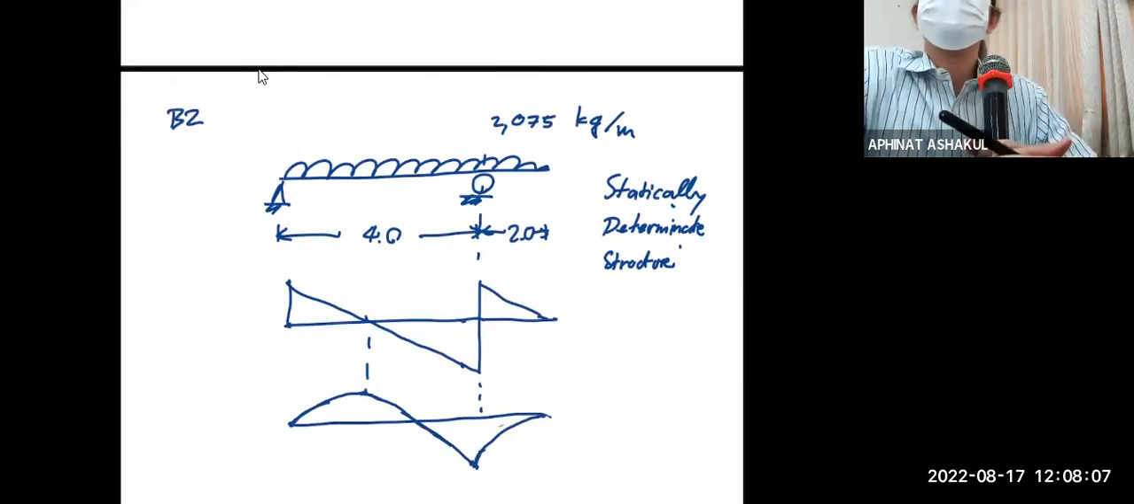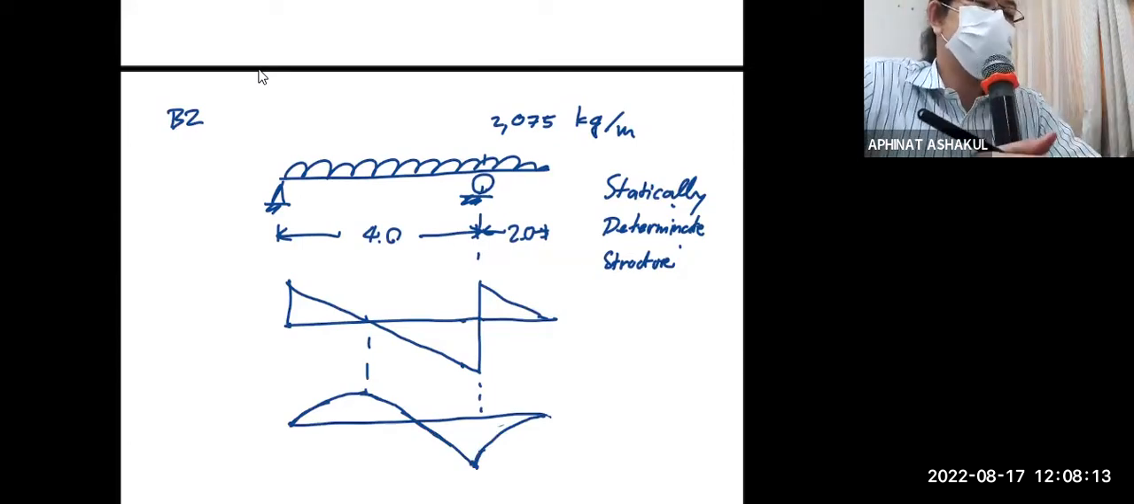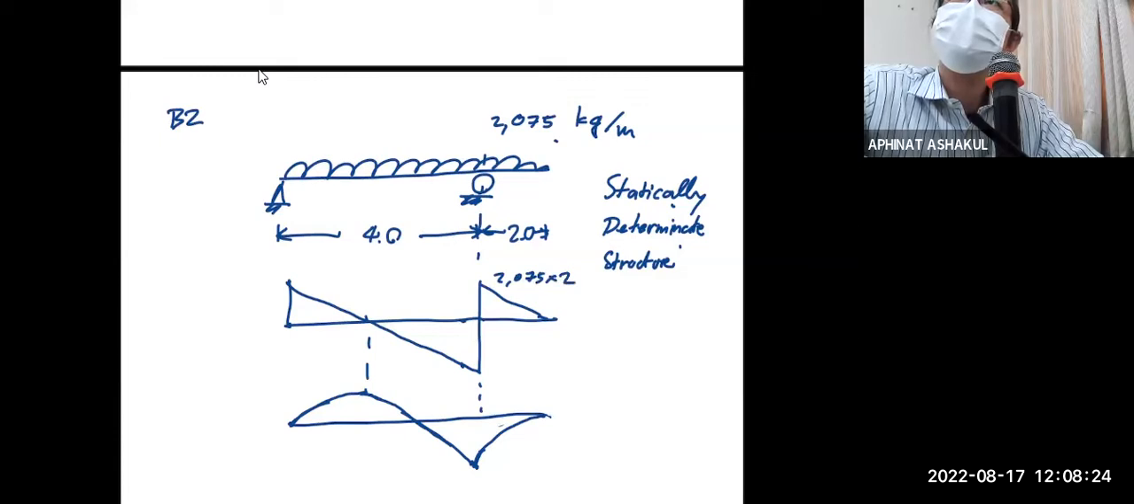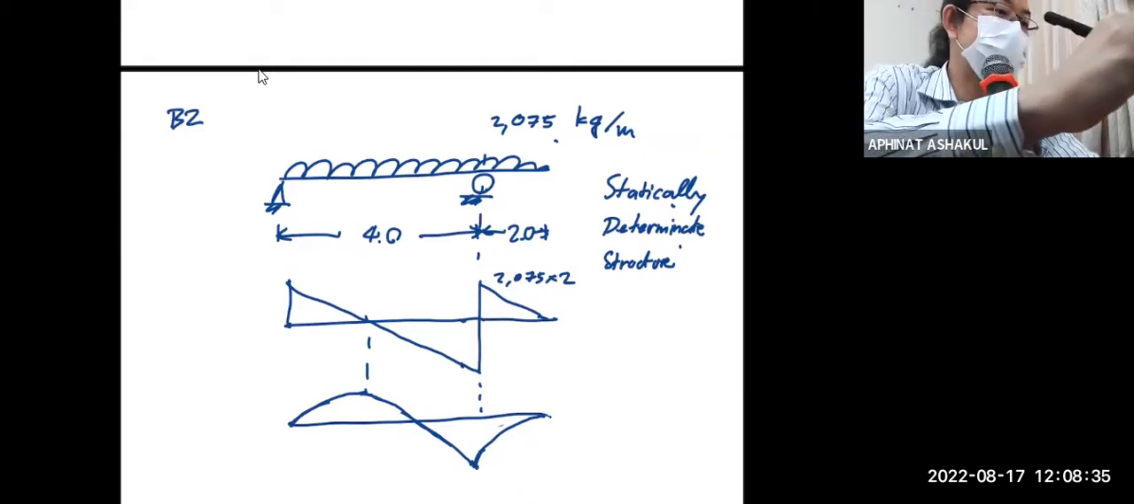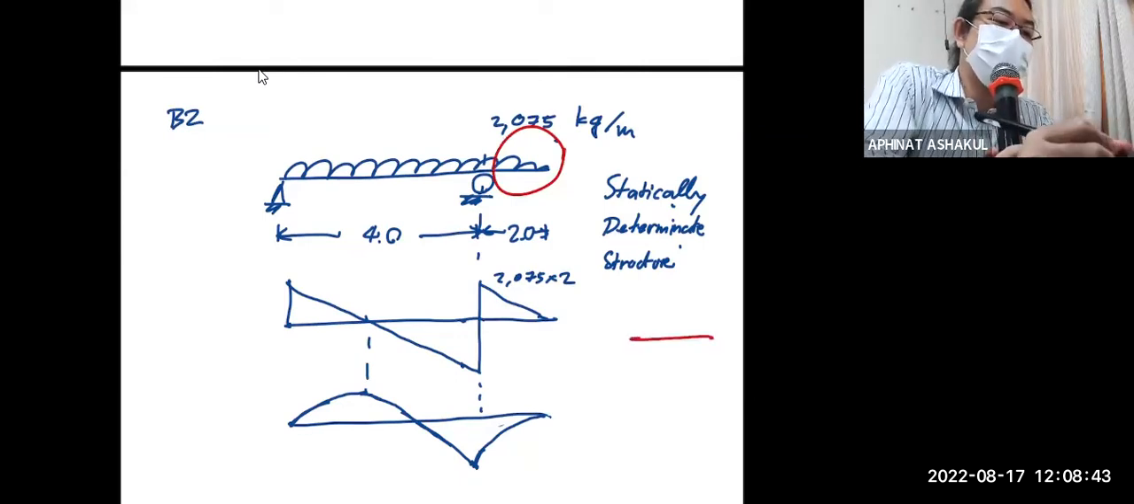All right. So this is 2075. I can say that the shear here is 2075 multiplied by 2, right? Can I? Can I not? Yes or no? Yes. Why? Because I can easily cut the free body diagram of this part, right? What happens when I cut the free body diagram? It's just that, and that, and that, and that, right?